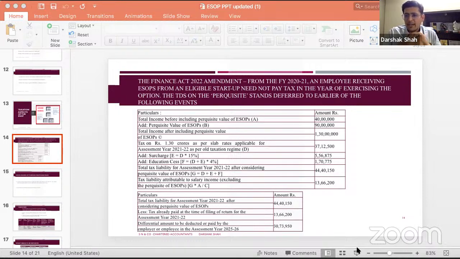Valuations at the exercise price and at the grant time. When you are granting ESOPs, there's a valuation to be carried out, and while you are exercising it, the valuations are carried out mainly for the purpose of calculating the taxation.